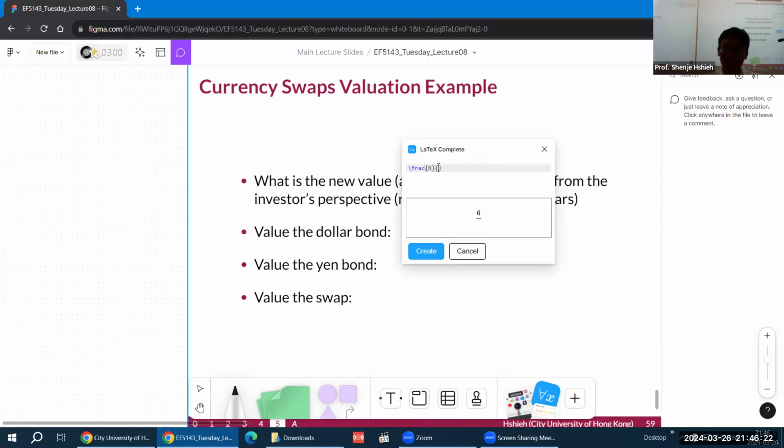That is just equal to 6 divided by 1.05 plus 1, 2, 3, 4, 6.